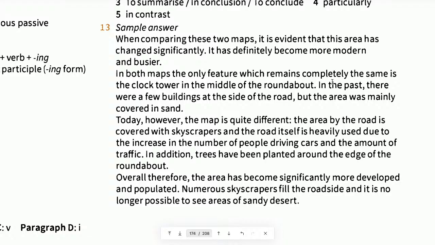You see the clock tower right there. Okay? Is unchanged. And in this case, which tense do they use? No, look at that. Which tense do they use? Simple present tense. Underline the word remains. Remains completely the same. So you underline the word remains. That is the simple present tense. Okay? And then you say, the one which remains completely the same is the clock tower in the middle of the roundabout. Yeah? You can underline is as well. Remains and is.